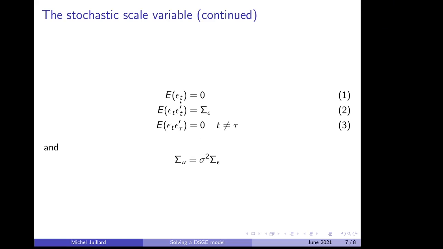The characteristics of the auxiliary shock epsilon t are symmetric to the ones for the original shock ut. They are mean zero. They have a variance covariance matrix big sigma epsilon, and they are not correlated across time. And of course, the variance of u is equal to small sigma squared times the variance of epsilon.